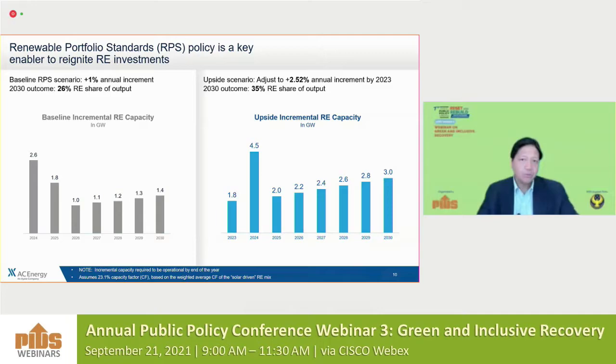So the policy is already there. DOE has to finalize the 2.52% annual increment. We're hopeful. We're closely watching this important policy. Hopefully that will be formalized sometime soon. Next page, please.